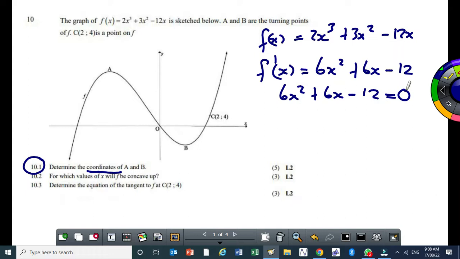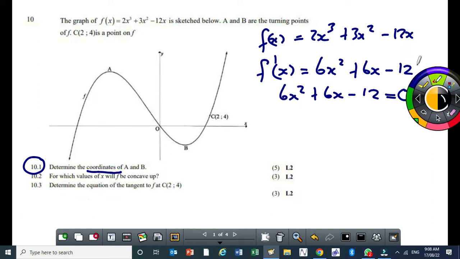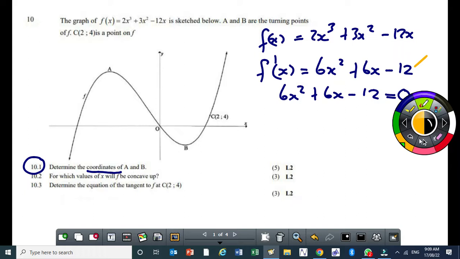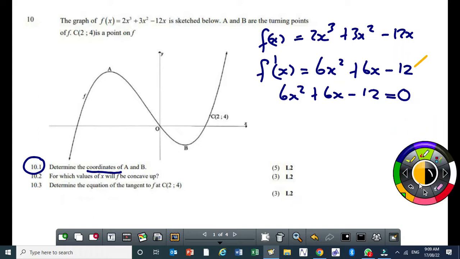Now, I also need you to be aware that this first derivative of the cubic function is a function itself. The first derivative is also a what? A function. What type of function? Quadratic. So you can also sketch a graph of the first derivative. We'll do that later on. It will be the extra exercise.